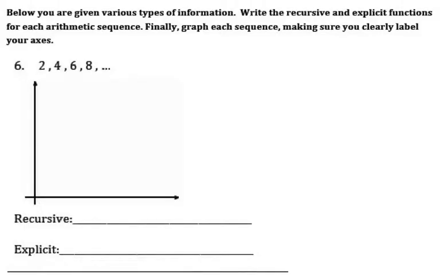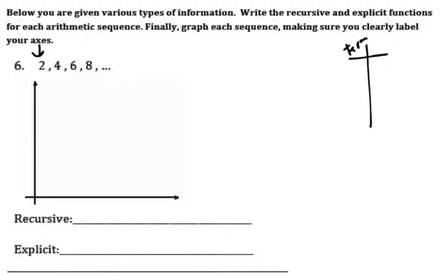Okay, now let's take a look at these ones. These ones are a little bit more difficult. We're still going to graph them, but we got to look for the recursive and explicit. Okay, so what we're dealing with here is a sequence. Now, on some of these it might be a good idea to make a table of values. And when you're dealing with just a sequence, the x would be like the term number.